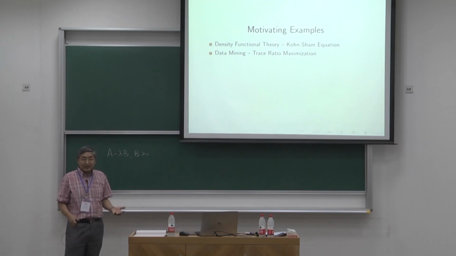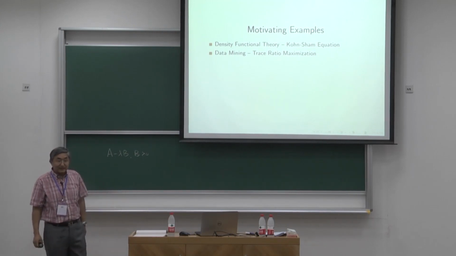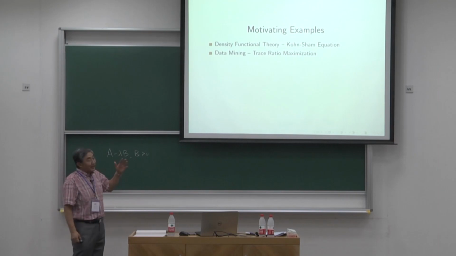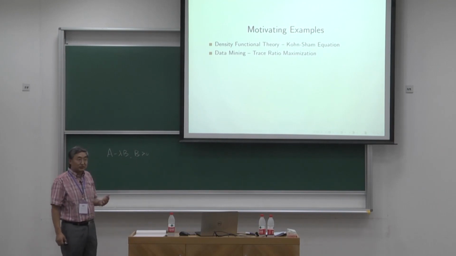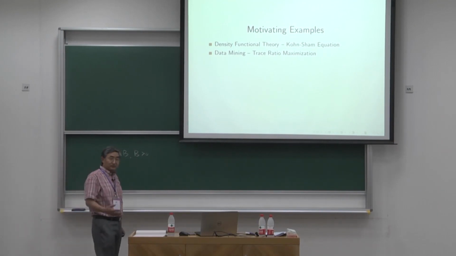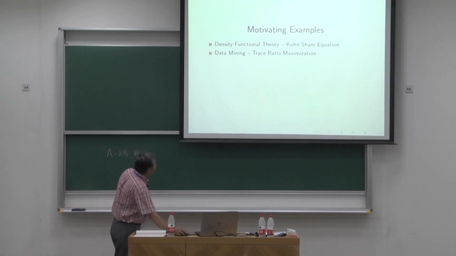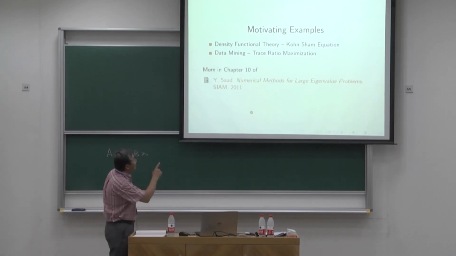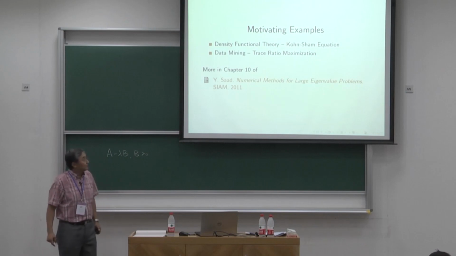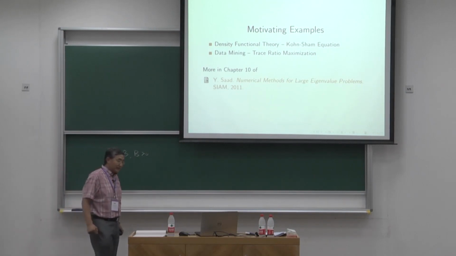Then the next one is called the trace ratio maximization problem. It is from data mining. You have all heard of big data everywhere, and that also creates a Hermitian eigenvalue problem. And a more classical example is in chapter 10 of this book by Saad that was republished by SIAM in 2011.